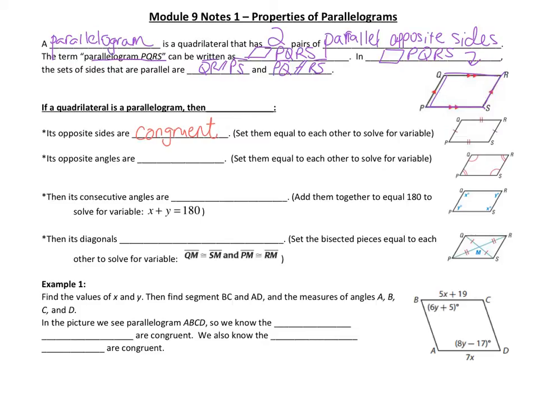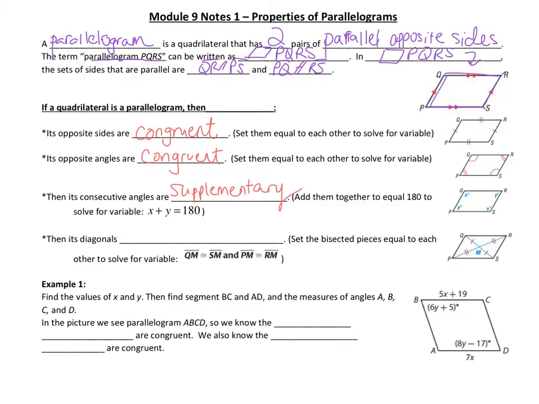Another property is that opposite angles are going to be congruent to each other. So we need 2 sets of opposite angles that are congruent. Again, if we were solving for something, we would set them equal to each other and then solve for that variable. Next, your consecutive angles, so that would be like x and y here, are going to be supplementary to each other.